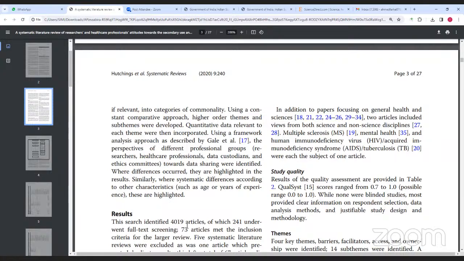Using a framework analysis approach as described by Gale et al., the perspectives of different professional groups, researchers, healthcare professionals, data custodians, and ethics committees towards data sharing were identified. Where differences occurred, they are highlighted in the results. Similarly, where there were systematic differences according to other characteristics, such as age or years of experience, these are highlighted.